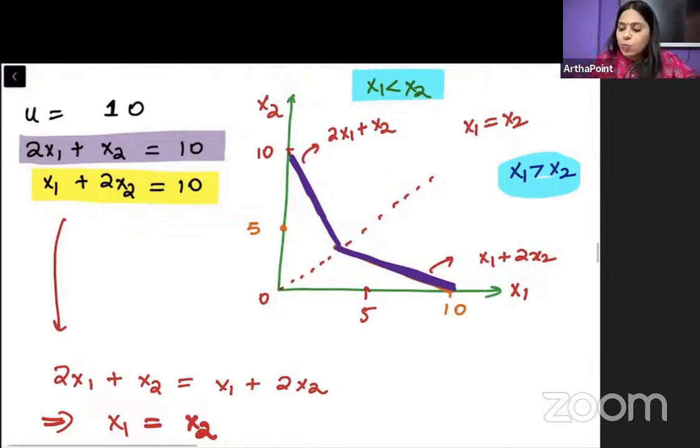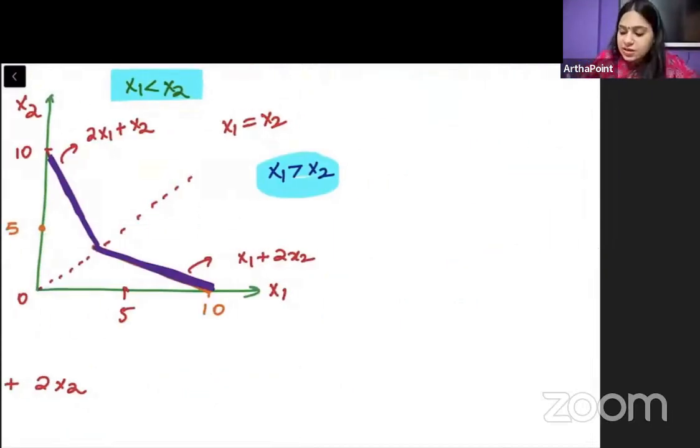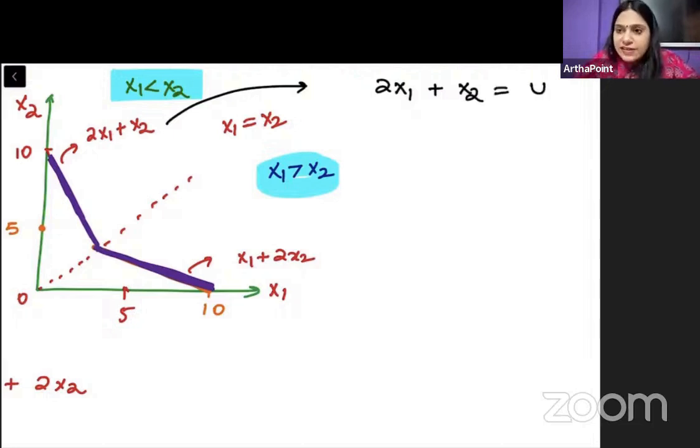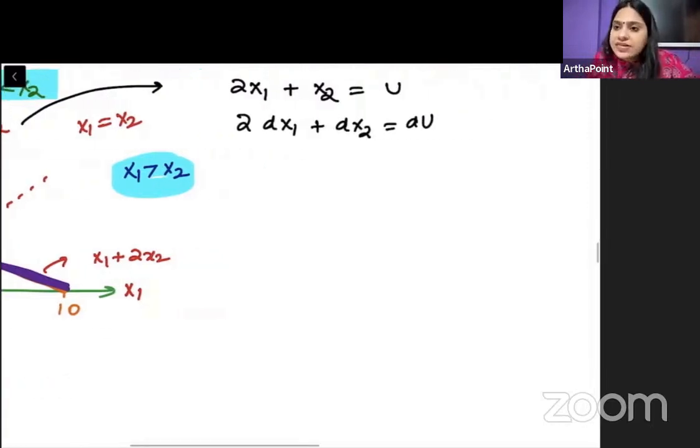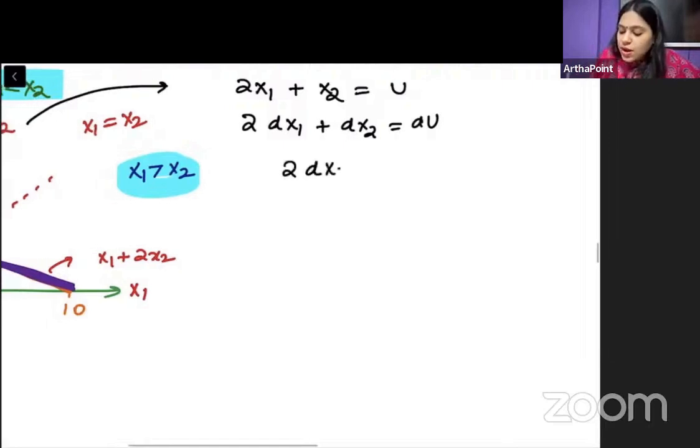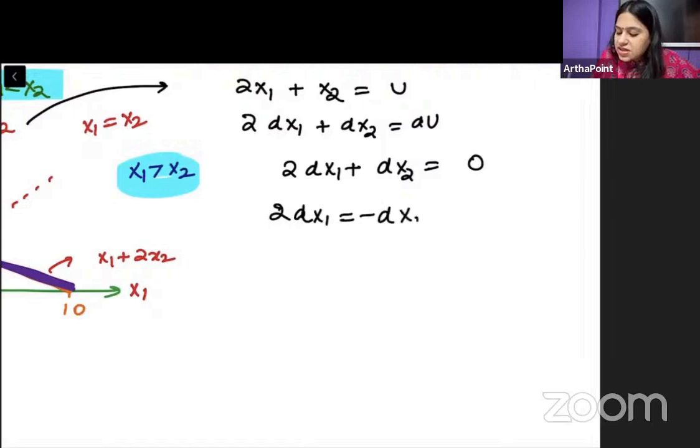Try to understand the slope of this part of the indifference curve, beta. So this part is 2x1 plus x2 is equal to utility. So if I were to go ahead and find the slope, I will get 2 dx1 plus dx2 is equal to du. But around a utility function, utility is constant. So du will be 0. So I will get 2 dx1 plus dx2 equal to 0. So I will get 2 dx1 is equal to minus dx2.